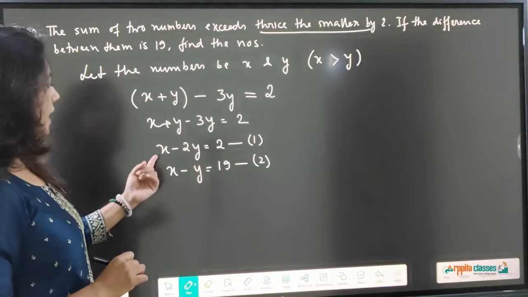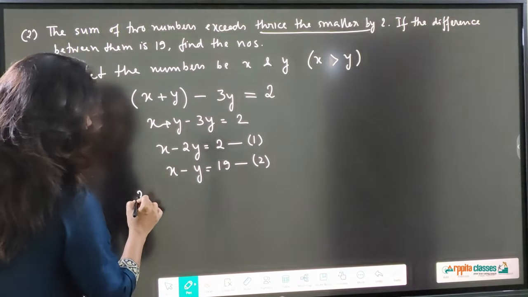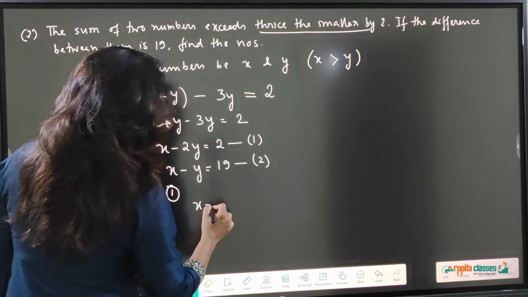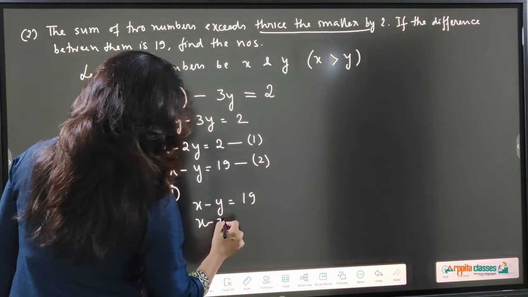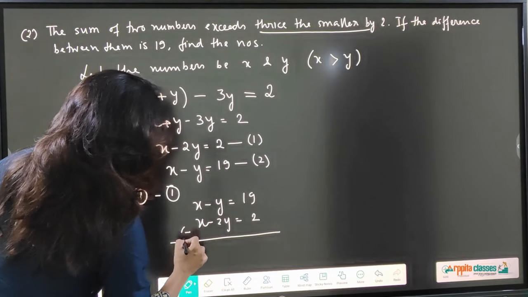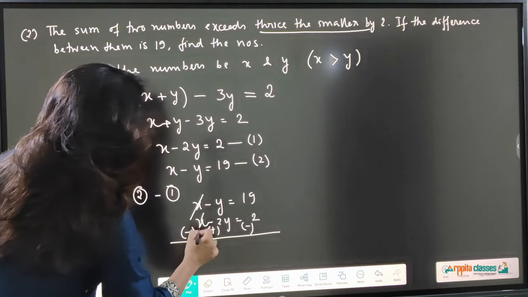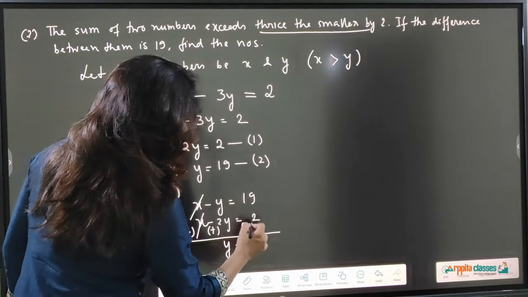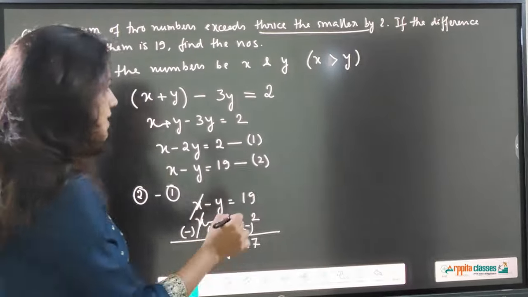Now I can see x and x, the coefficients are same. So I'll just subtract. I'll do 2 minus 1. So I'll write first 2, x minus y is equal to 19 and x minus 2y is equal to 2. Since I am doing subtraction, the sign I'll change, minus, plus and minus. This gets cancelled. Minus y plus 2y will give me y, 19 minus 2 will give me 17. So we got the value of y, that is 17.